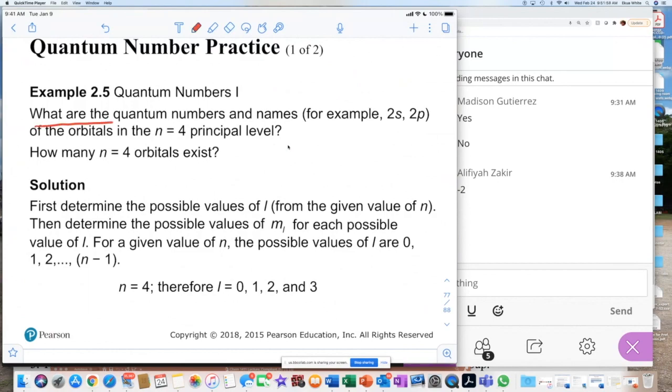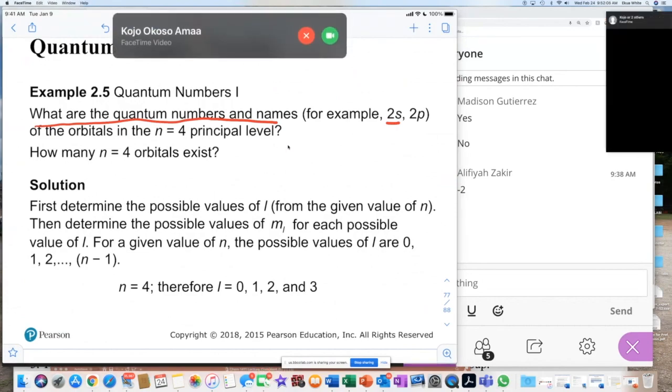What are the quantum numbers and names? For example, 2s. Okay, they want you to write the answer in this format.